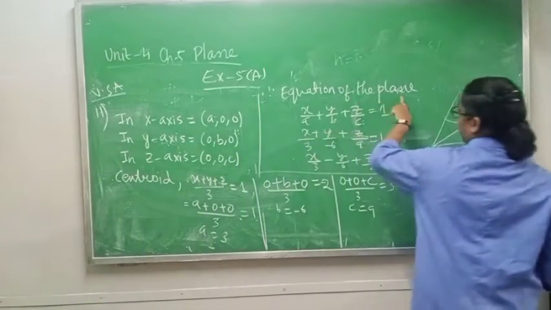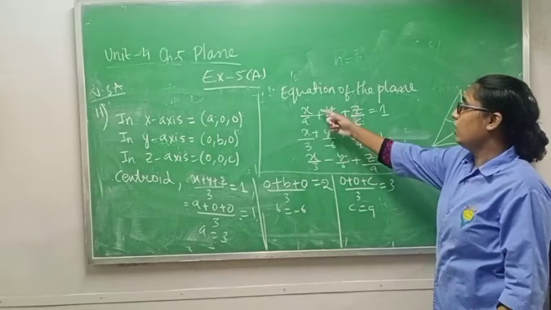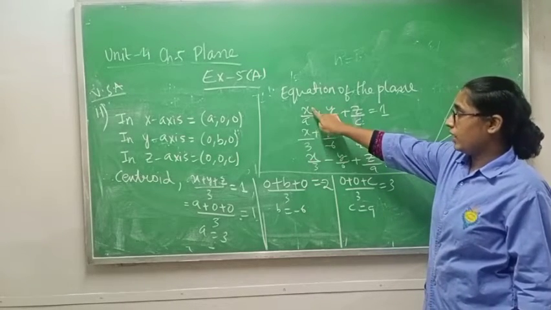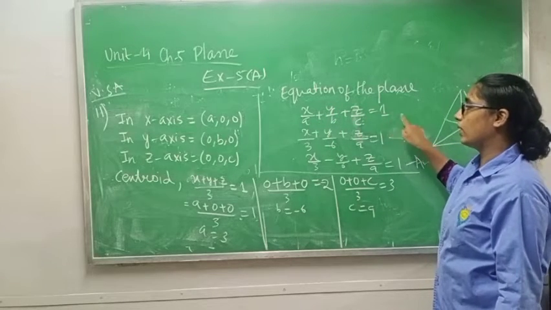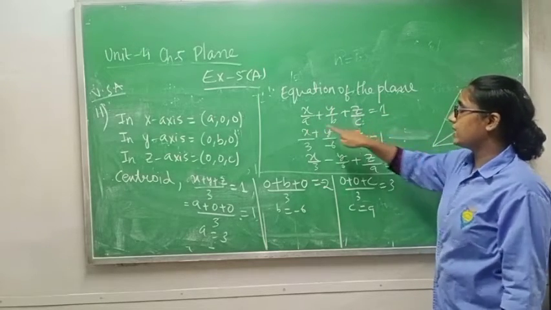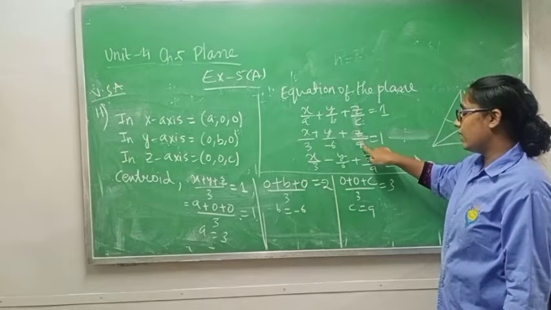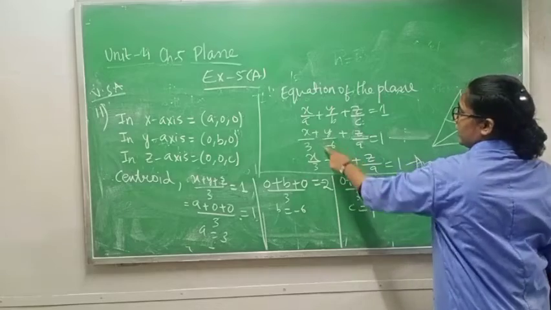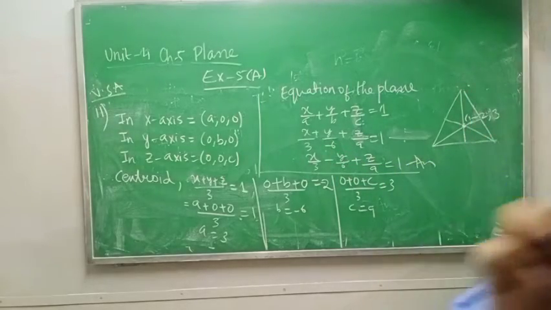Now the equation of the plane, because it is intercepting the axes, the formula is x by A plus y by B plus z by C equals 1. So x, y, z you will write as it is. A value you are getting 3, B value minus 6, C value 9. So plus minus will become minus. This one is your answer. Okay, copy this one.